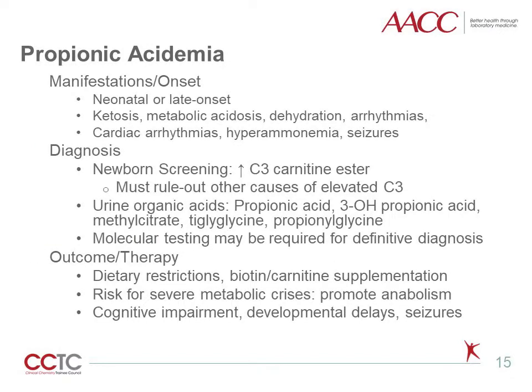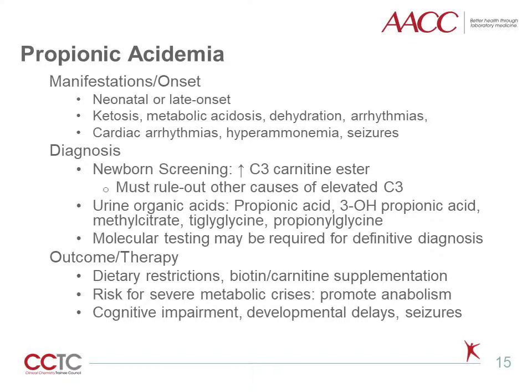The toxic compounds that accumulate in propionic acidemia include propionyl-CoA and propionic acid. These substances inhibit the first step of the urea cycle, interrupt anaplerotic replenishment of TCA cycle intermediates, and interfere with oxidative phosphorylation. In addition, methylcitrate, tiglylglycine, propionylglycine, and 3-hydroxypropionic acid are excreted in the urine of affected individuals. Hyperglycinemia is also frequently observed in propionic acidemia.